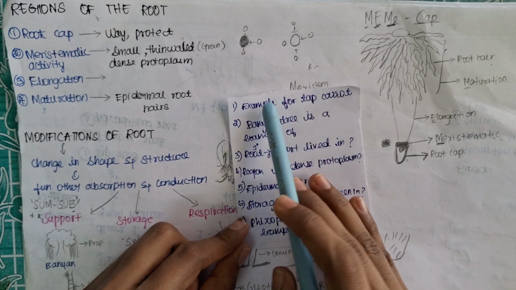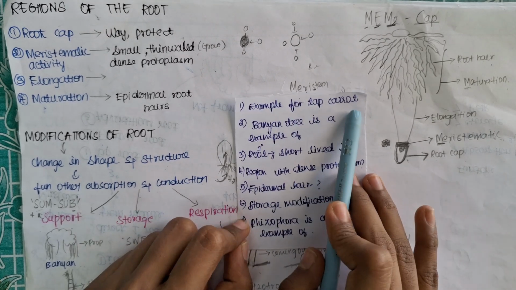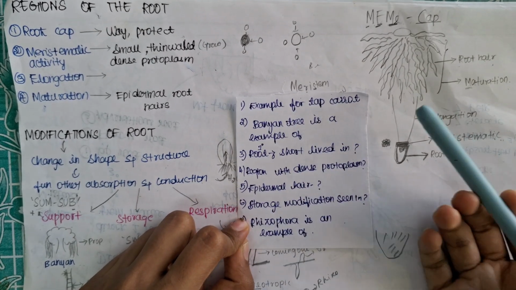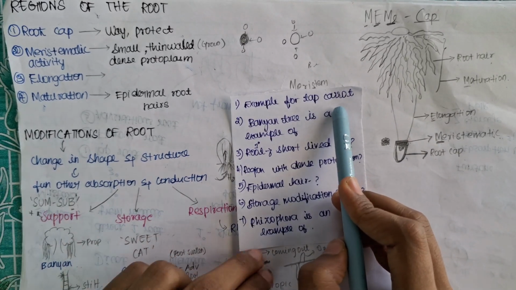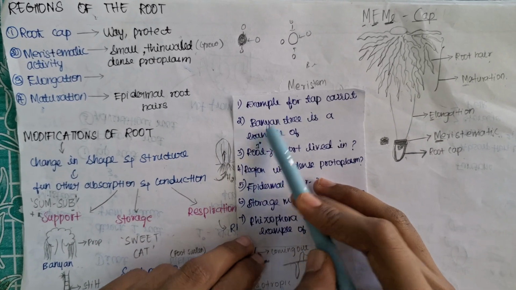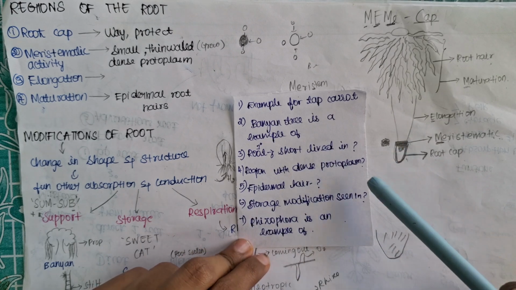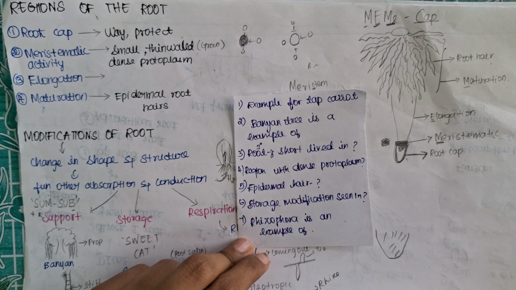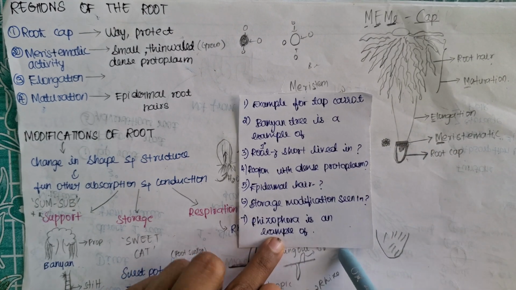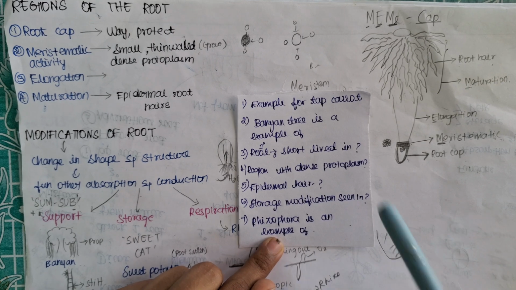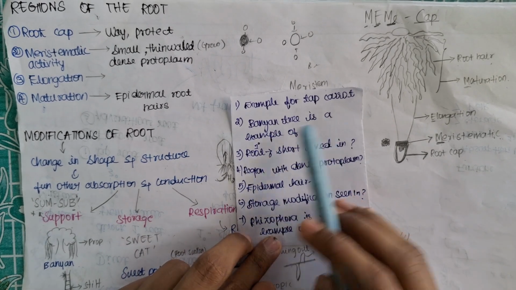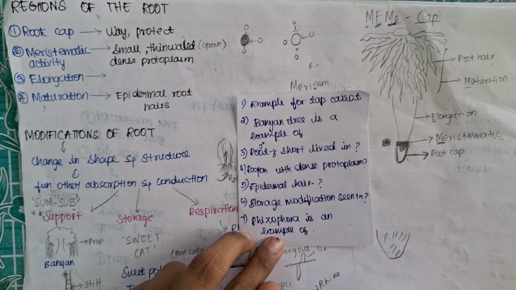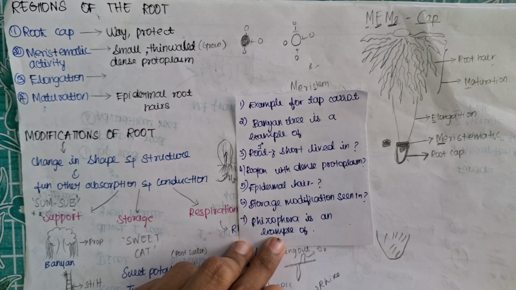Let's try to recall. What is the example of a taproot system? This we have covered in the first part, right? The example of taproot we have seen is mustard. Just seeing the question, pause the video. Don't wait for me to tell the answer. You can comment all the answers down if you know. Now, banyan tree is an example of an adventitious root because it is not coming from the radicle.